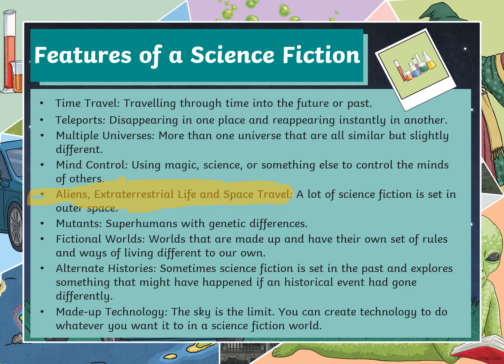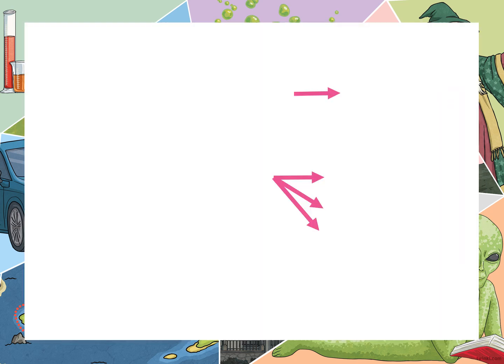Okay. The last thing, made up technology. Here the sky is the limit. You can put any technology in the science fiction story. You can put flying cars, or shoes that help you fly. You can put a half human half alien who had genetic differences. You can put any made up technology. Put any technology you can imagine being in the future. You can create a technology to do whatever you want it to in a science fiction world. Okay, this is science fiction, these are the types of stories.